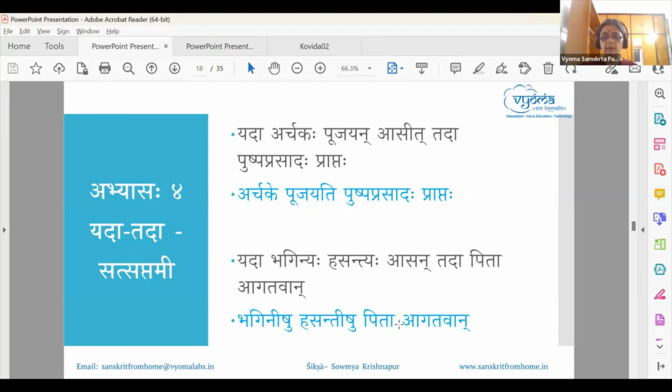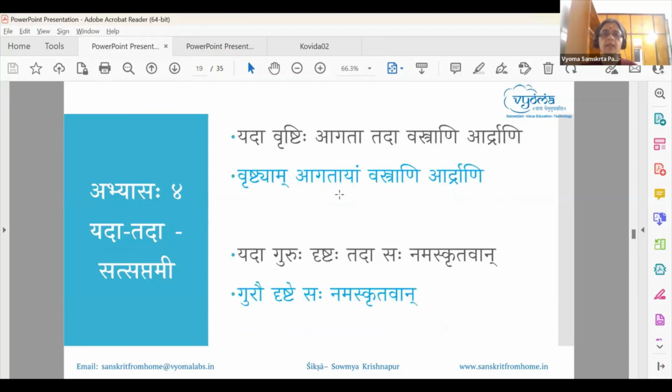Pita agatavan. Yada vrishtihi agata tada vastrani ardrani. When it rained, the clothes became wet. Vrishtyam agatayam, vrishti is strilinga, so vrishtyam agatayam satyam, vastrani ardrani. The clothes became wet. Yada guruhu drishtaha, when the guru was seen, tada saha namaskritavan. At that time, he bowed down to him to offer salutations.